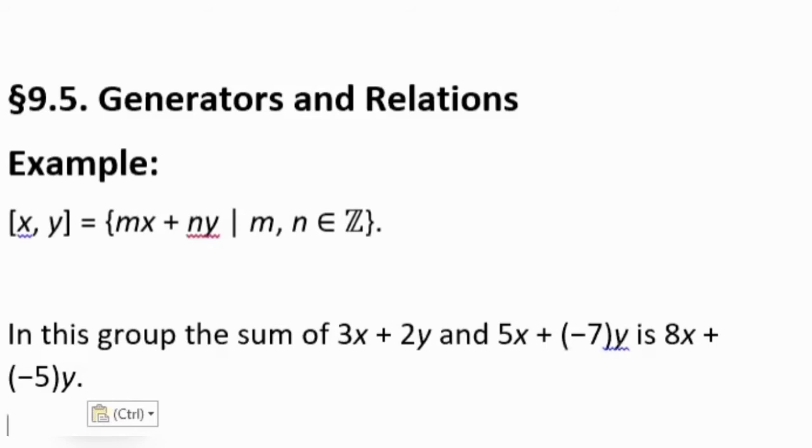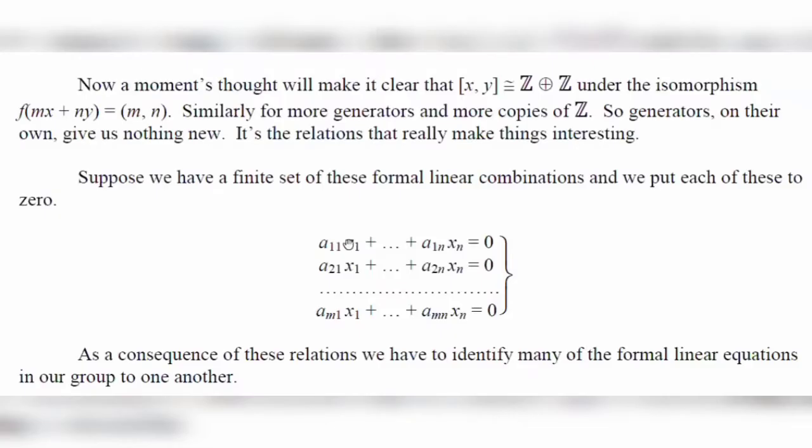So here we do the next example, related to relations. These are the two generators which are involved with one relation. In this group, for the sum of any two elements with coefficients belonging to the integers, we can simply add these integers, and we get our new relation, which is 8x plus negative 5y. You can see there are lots of linear combinations, and we put these equations equal to 0.